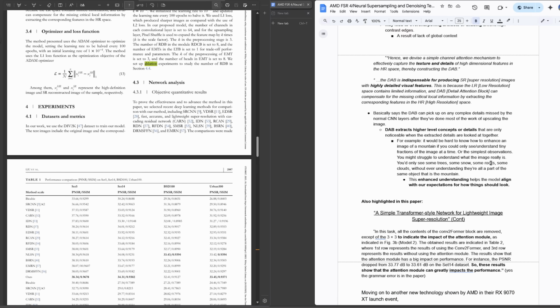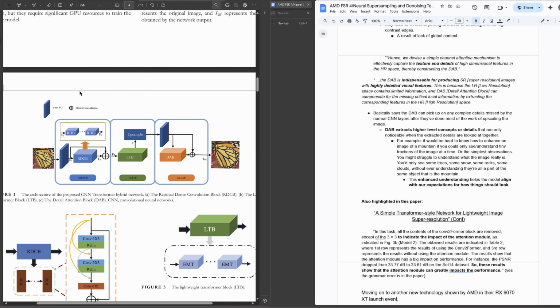In more human terms, it's kind of like the first convolutional layers. The first convolutional layers are extracting things like, there are some trees. If you're looking at an image of a mountain, it might extract details like, there's a tree, there's some snow, there's some rocks, and there's some clouds in this image. Without the further layers afterwards, it would never understand that it's a picture of a mountain. And that understanding of what a mountain is leads to the model being able to upscale it more accurately and in a way that aligns with our expectations of how things should look.